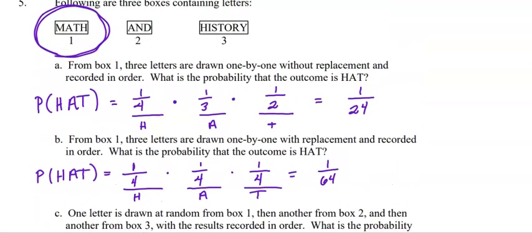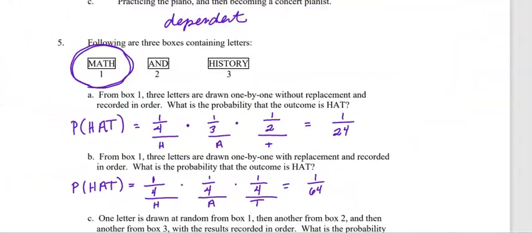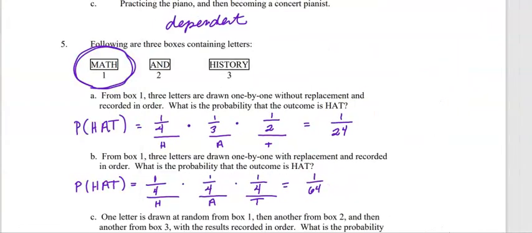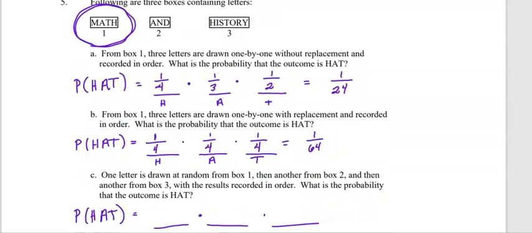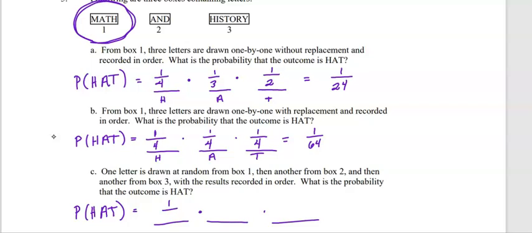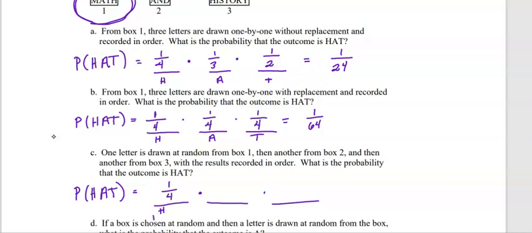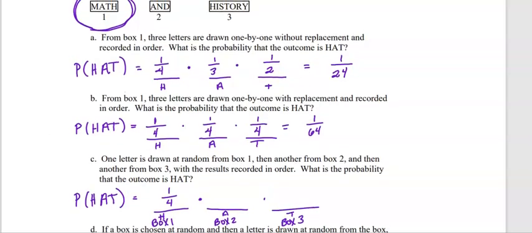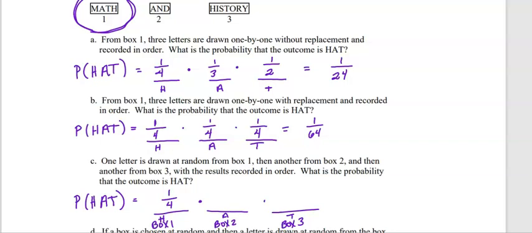So out of box 1, I want an H. In box 1, there is one H out of 4 letters. So remember, the H is coming from box 1, the A is coming out of box 2, and then the T is coming out of box 3, as described in the problem. So out of box 1, I wanted an H, which was 1 out of 4. Out of box 2, I want an A. There's one A out of 3 letters.